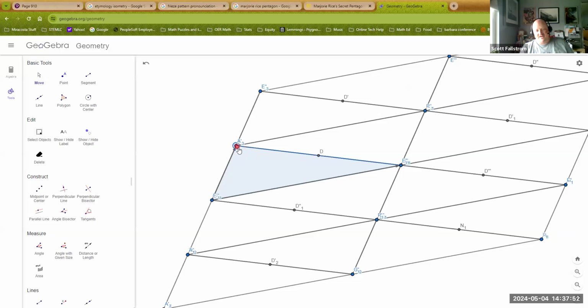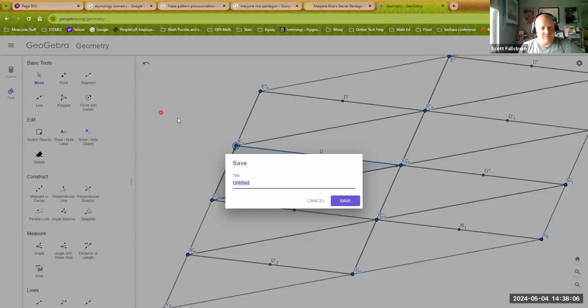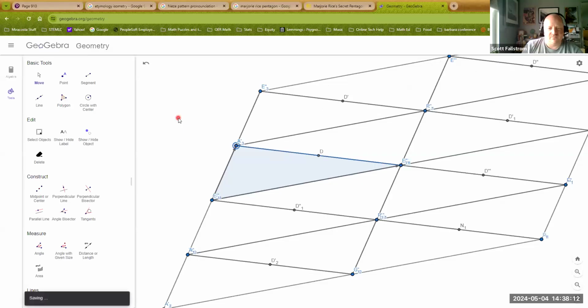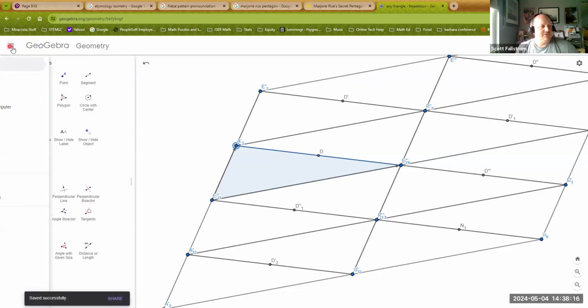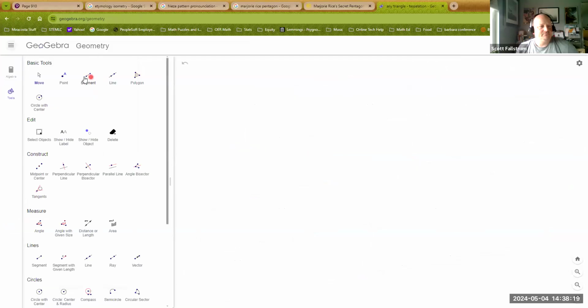If I cut this out, if I did some kind of drawing along in here and I rotated it around, it would make a different looking shape. So let me demonstrate that for you, because I think some of you will be very interested in this. So I'm going to save this one as any triangle tessellation. Okay. Let's see here. Let's go up and clear everything.